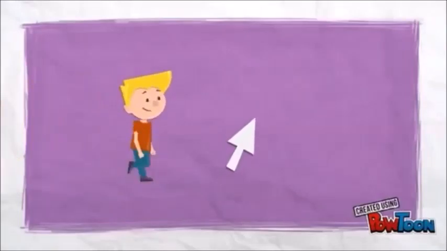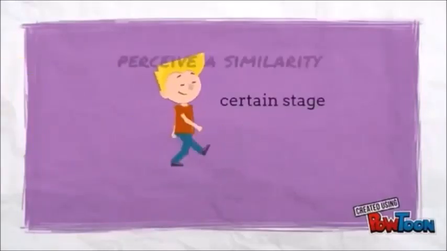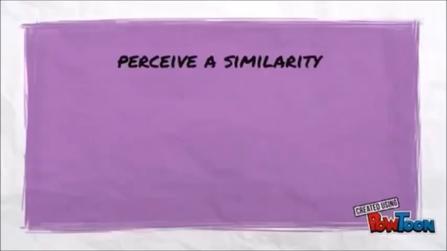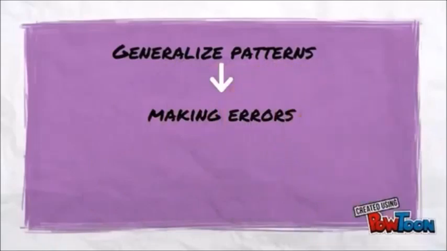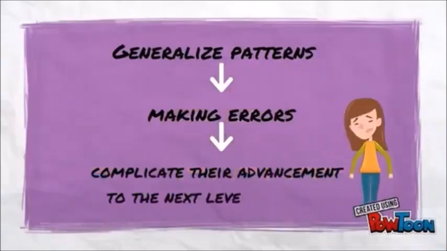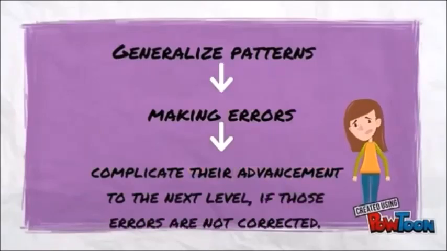When the learner achieves a certain stage and they perceive a similarity between their first language and the second language, they will tend to generalize patterns, which will cause them to end up making errors. This will complicate their advancement to the next level if those errors are not corrected, like in the next example.